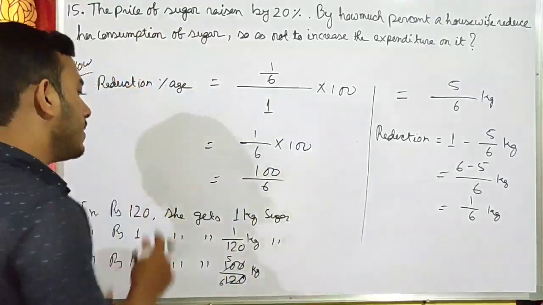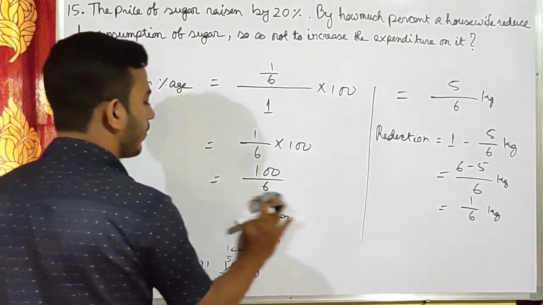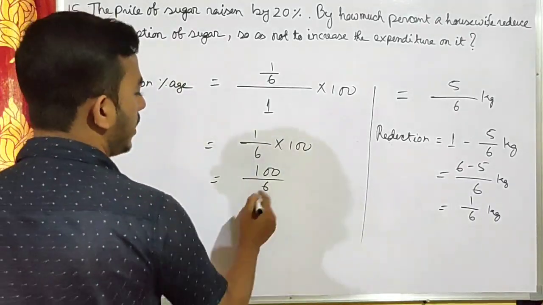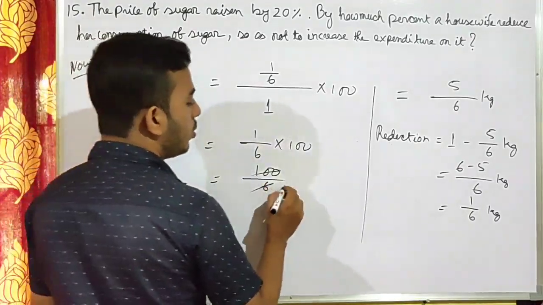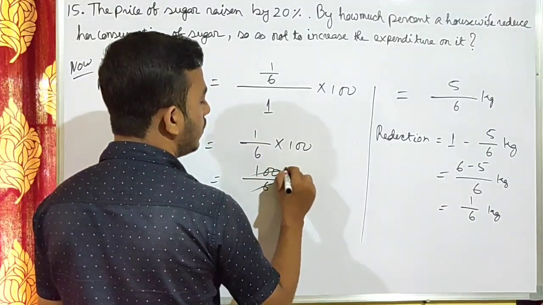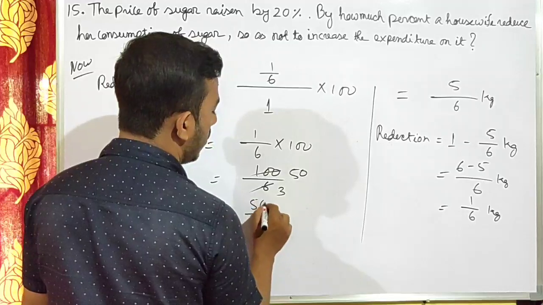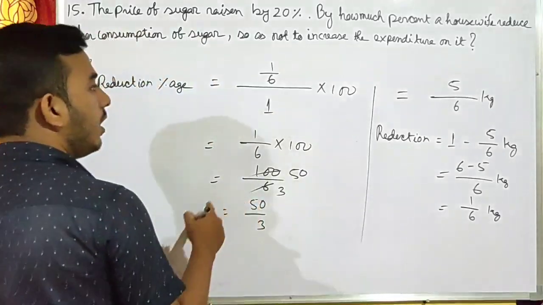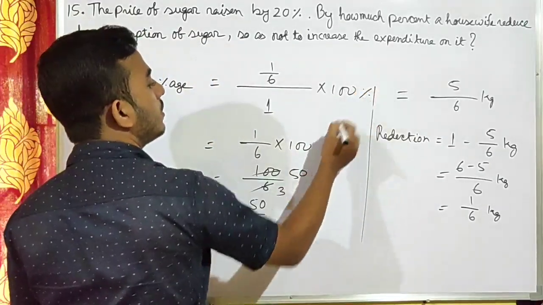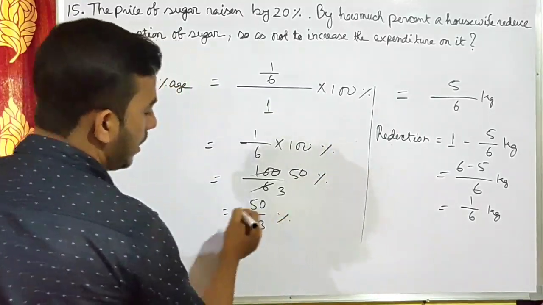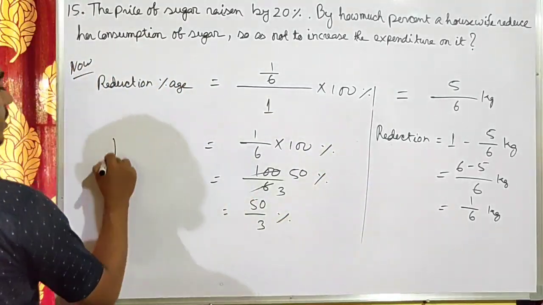Now 100 divided by 6, how much is it? We can guess here: 2 into 3, 2 into 50, so it is 50 by 3. Here we have to put the percent sign. Now we can express it as a mixed fraction.